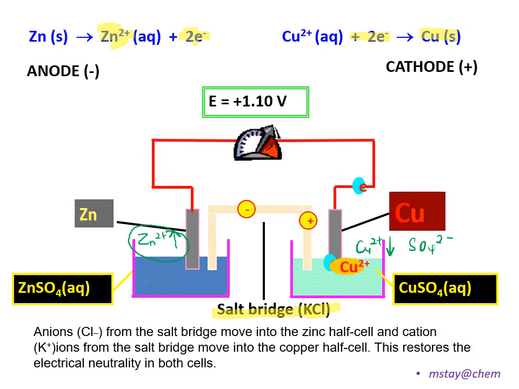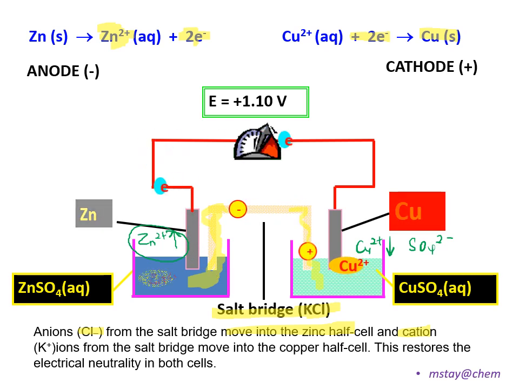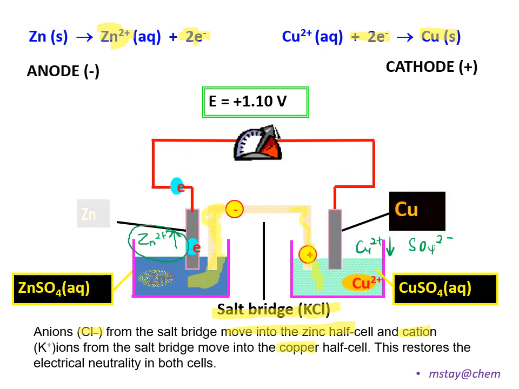So from here, it is what we mentioned just now. The anion from the salt bridge will move to the zinc half cell. So you can see this is the negative ion. And then the cation from the salt bridge will move to the cathode, which is the copper. With this, they will restore the electrical neutrality on both sides.